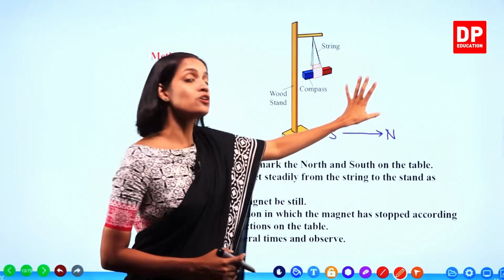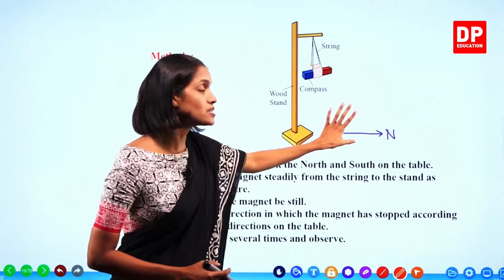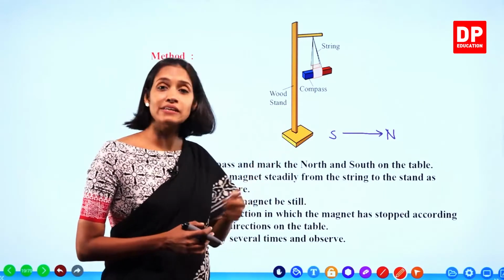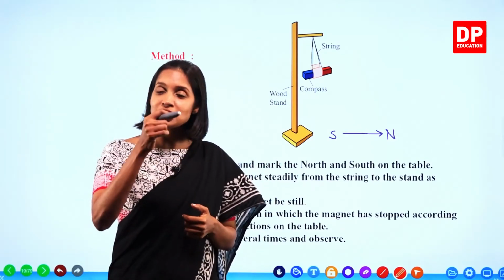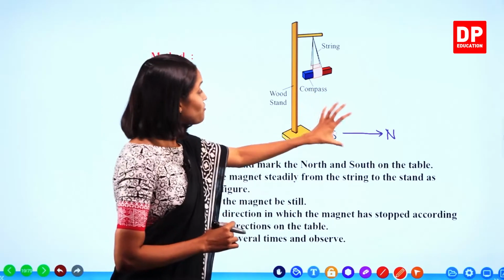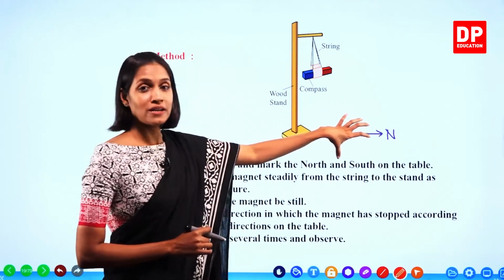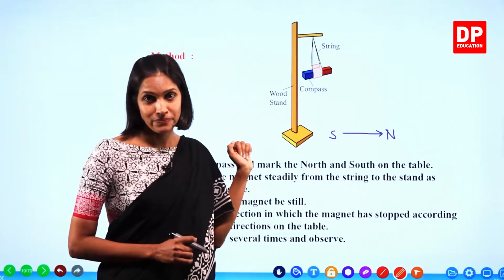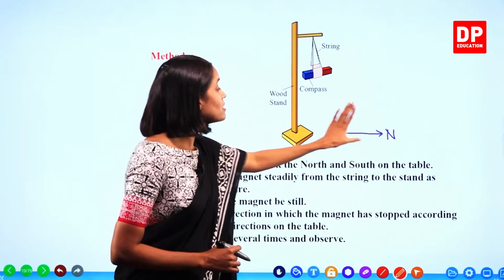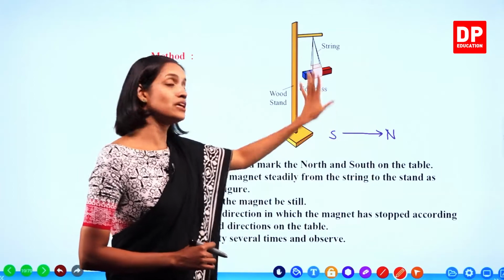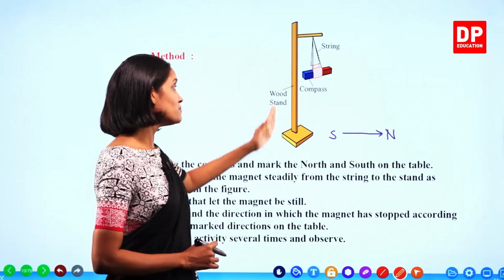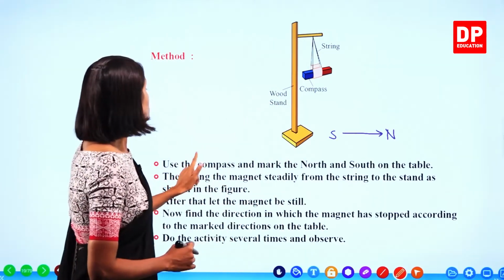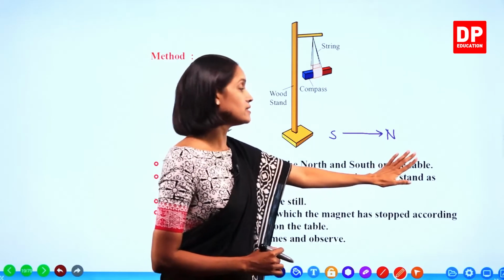Why do we have to keep the compass away, children? After marking the north-south directions on the table, we have to keep the compass away. That is because, as we are going to learn later, a compass also has a piece of magnet inside. So if we keep the compass next to this one, again it will affect our experiment because we are going to use a magnet, right? Therefore, after marking the north-south direction on the table, we have to keep the compass away. And at the same time, instead of an iron stand, we are going to use a wooden stand as well, okay? So use the compass and mark the north and south on the table.